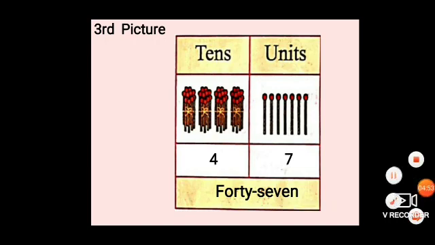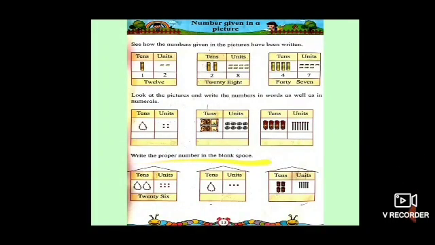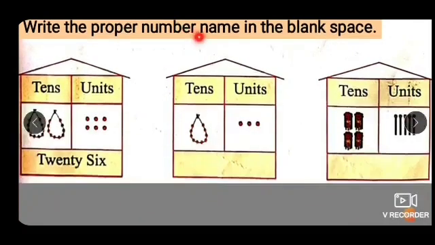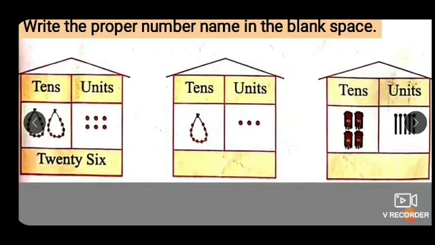FORTY-SEVEN, 47. Now we are on the third question. Children, in the maths textbook there is some printing mistake. In this question, write the proper number in the blank space. It is not number, it is name, because the first picture you can see is solved in number name. Write the proper number name in the blank space.